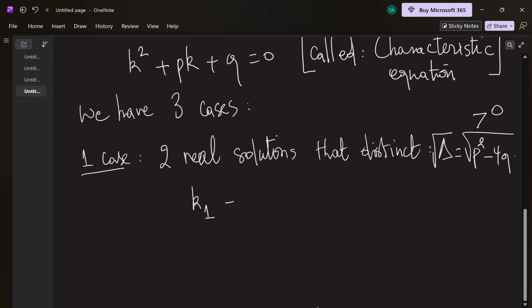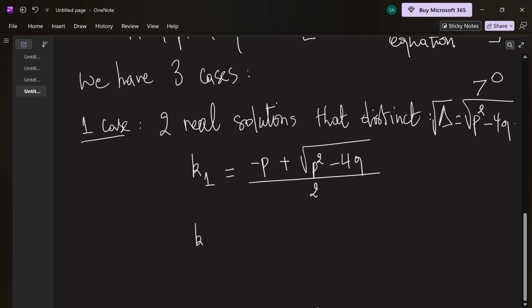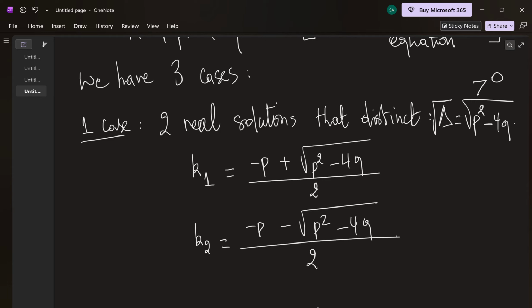K1, let me remind you, is minus p plus the square root of delta, which is p squared minus 4q, over 2. And the second one is the conjugate solution: minus p minus the square root of p squared minus 4q over 2. So this is the first case. Here, of course, delta should be greater than 0 for both these two solutions.